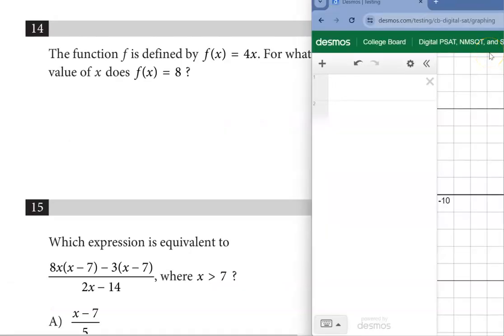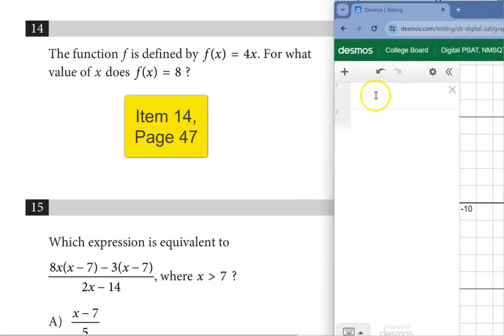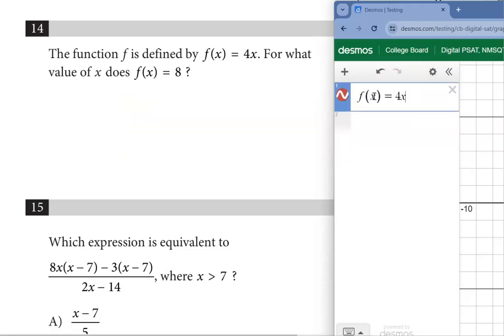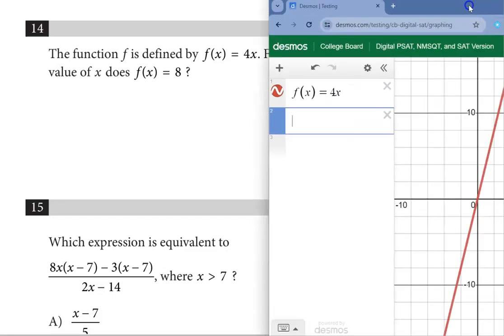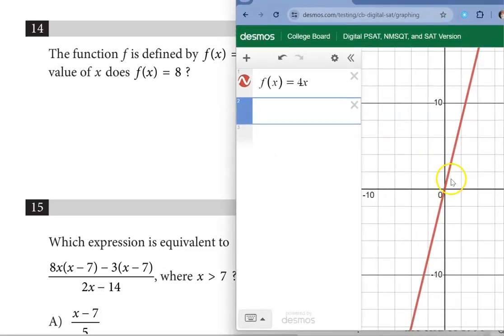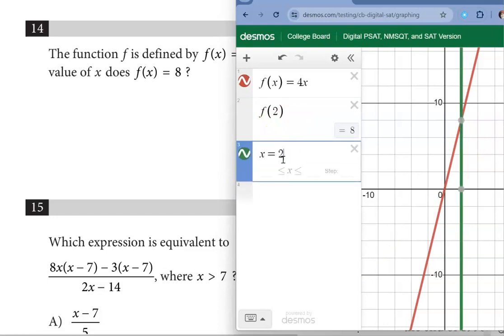The next question that we're doing is question number 14, and it is on page 47. Go ahead and type the function f of x is equal to 4x. And for what value of x does f of x equal 8? Well, you may be able to do that in your head, but if you can't, go ahead and click and hold on the graph, and you're looking for an output of 8, which is (2, 8). So that means f of 2 is going to give you 8. The correct answer here is x equals 2. You can type it to verify it if you need to.